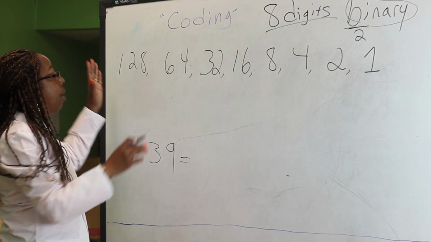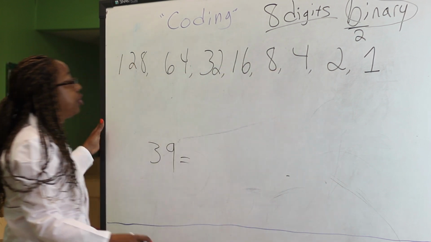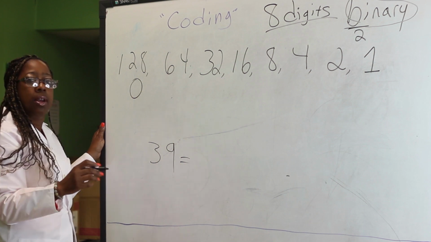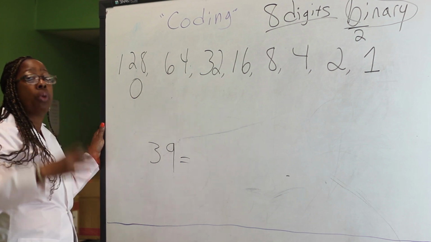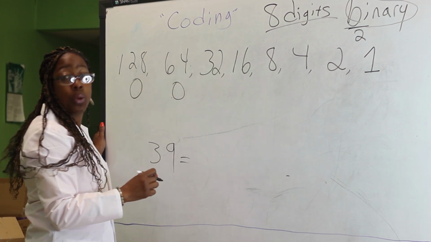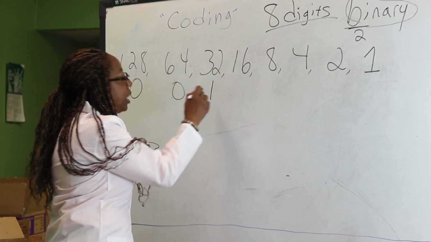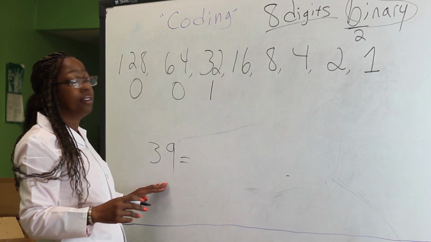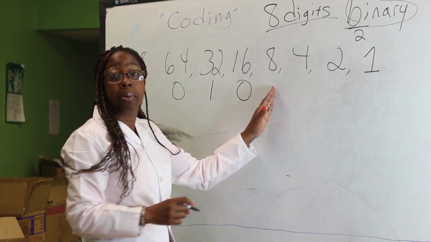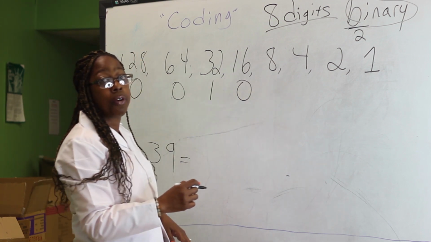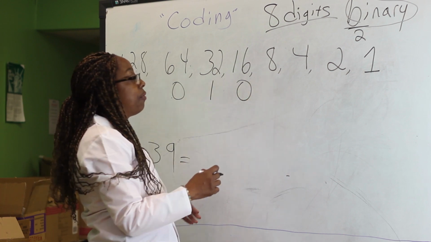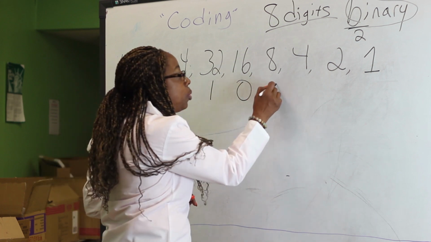Remember, starting from my far left, going to the right with the digits. Do we need 128 to get to 39? No, because that's greater. The rule is the digits cannot be greater than the number we're looking for, okay? Do we need 64? No. Do we need 32? Yes, we can use 32 because we're looking for 39. What about 16? No, that'll put us too far ahead. What about the number 8? No, that's going to put us over, right? Because 32 plus 8 would give us what? 41, is it? So that's too much.